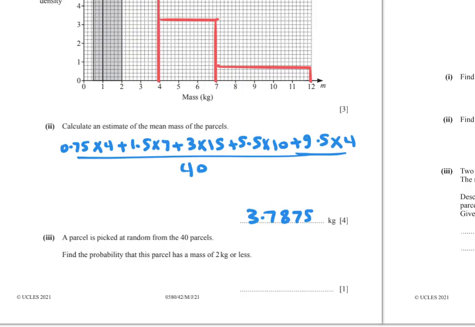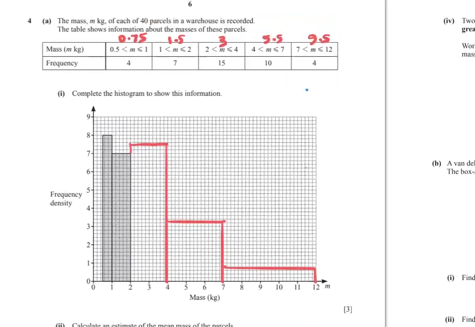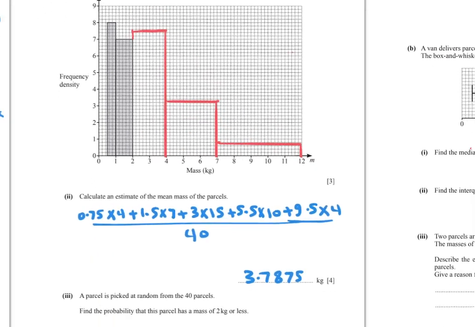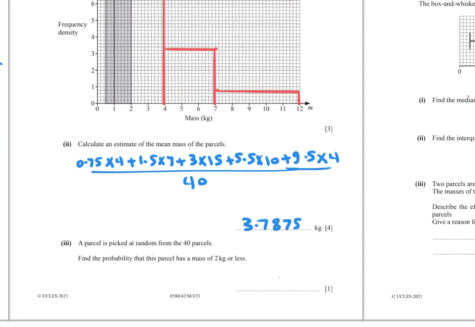Part (iii): a parcel is picked at random from the 40 parcels. Find the probability that this parcel has a mass of 2 kg or less. From the table or from the graph we can find 2 or less. This means 7 and 4. 7 plus 4 is 11, so 11 over 40. So the probability is 11 over 40.